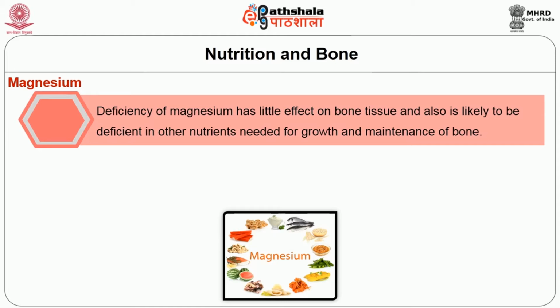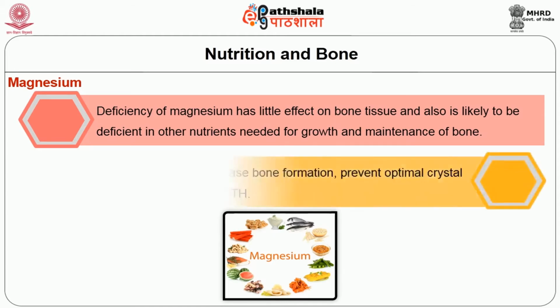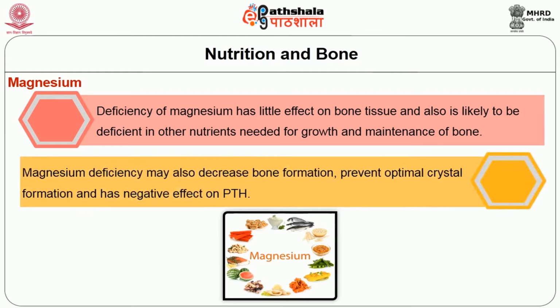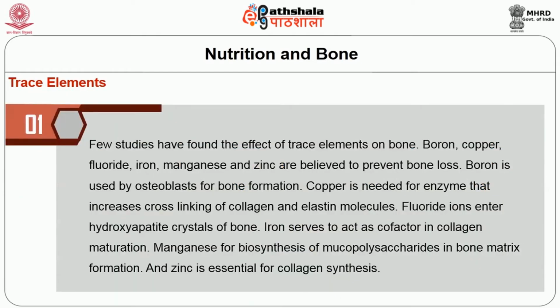Magnesium is the other nutrient. Its deficiency also has a little effect on bone tissues. A deficiency may decrease bone formation, prevent optimal crystal formation, and have a negative effect on PTH.